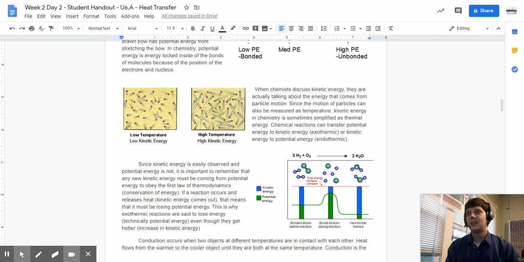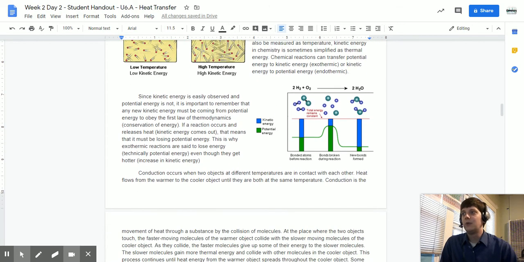When chemists discuss kinetic energy, they're actually talking about the energy that comes from particle motion. Since the motion of particles can also be measured as temperature, kinetic energy in chemistry is sometimes simplified as thermal energy. Chemical reactions can transfer potential energy to kinetic energy. That would be exothermic. They're releasing kinetic energy, so it's releasing temperature. Or kinetic energy to potential energy. That'd be endothermic. We studied that in Unit 4.